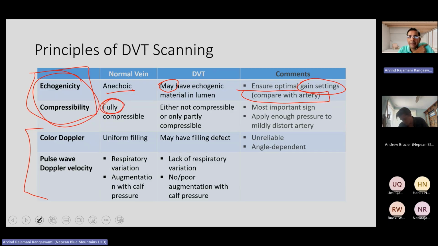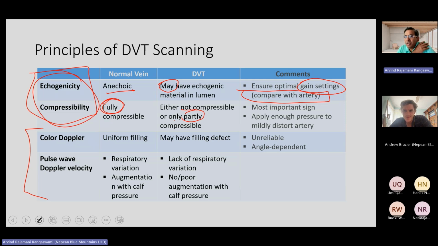When you're applying pressure on a vein, regardless of whether the patient has increased venous hypertension, if the patient has right heart failure or something, and their CVP might be 20 or 25, even then you should have full compressibility of the vein. You should be able to flatten the anterior and the posterior walls absolutely together so that they kiss each other. On the other hand, a DVT is either completely not compressible, or only a part of it might be compressible.